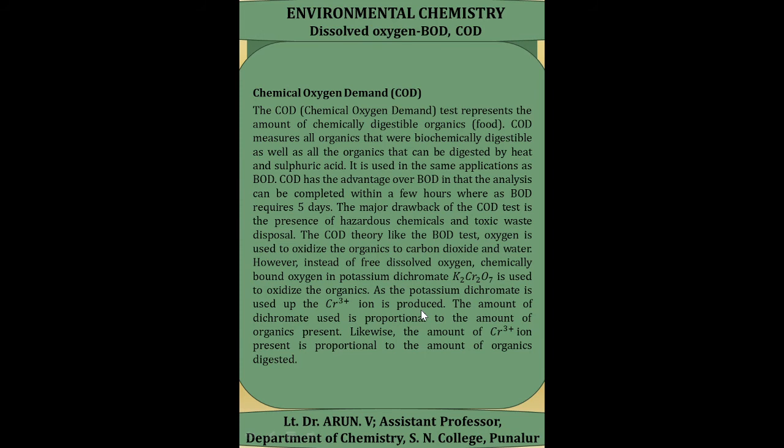The amount of dichromate used is proportional to the amount of organics present in that polluted water, that is, water sample. Likewise, the amount of Cr3+ ion present is proportional to the amount of organics digested.